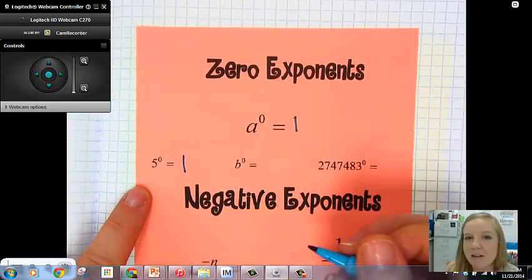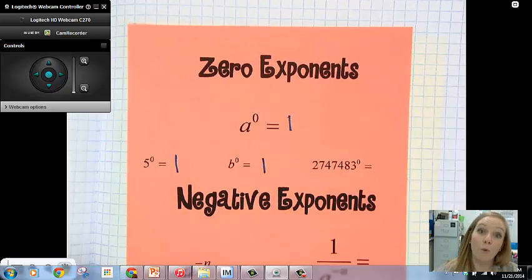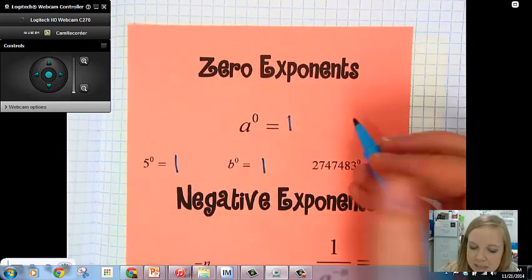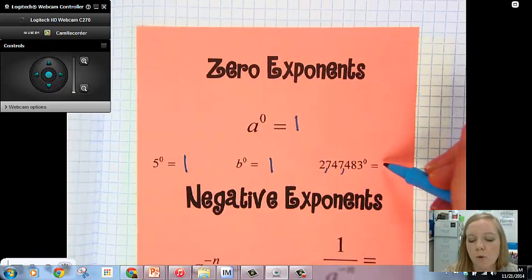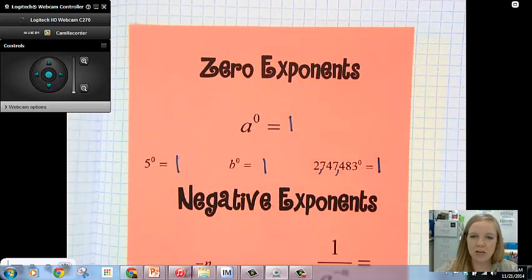B to the power of 0, 1. Let's see, what's this number? 2,747,483 to the power of 0, 1. Moral of the story, zero exponents, anything to the power of 0 is always equal to 1. And if you ever forget, just put it in your calculator. Your calculator will tell you the truth.